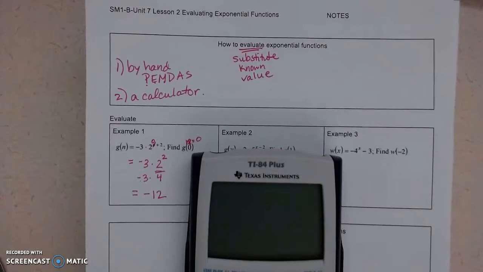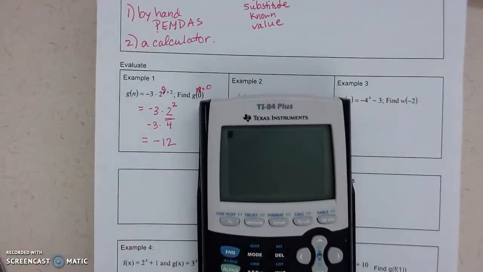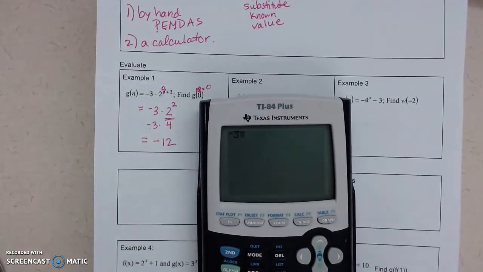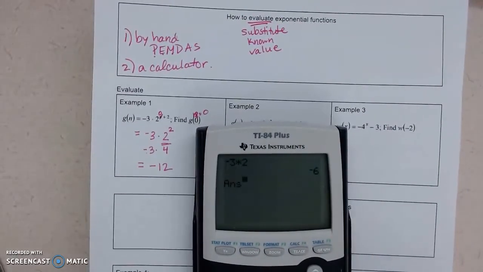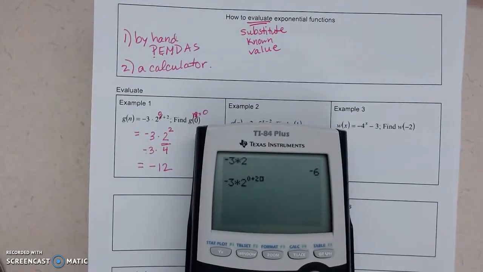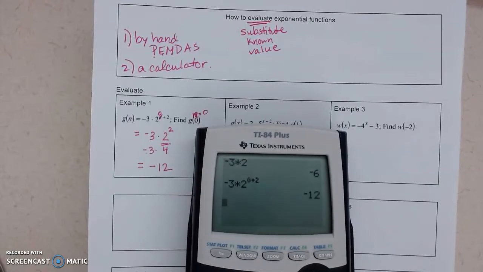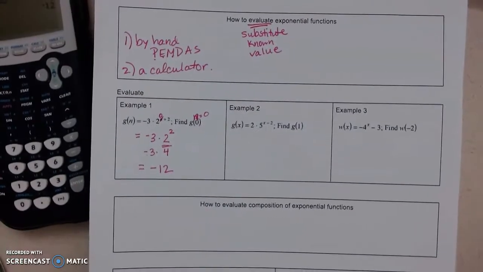Okay? If you are using a calculator, you're going to type in negative 3 times 2 and then use the little caret button or the y to the x, to the 0 plus 2. And I know my screen is a little bit dark. And you notice we get the same answer. All right, let's look at the next example.